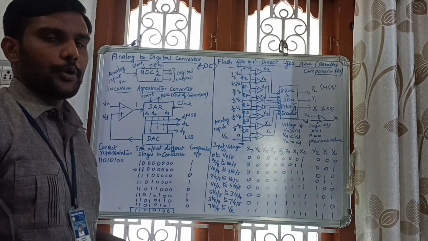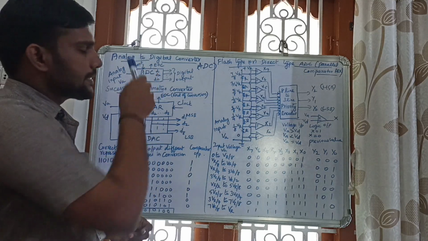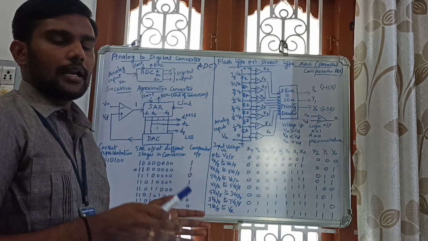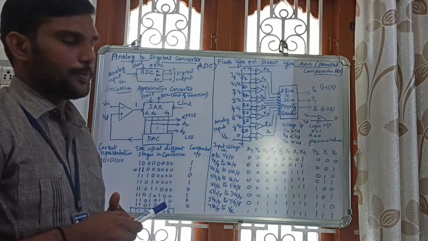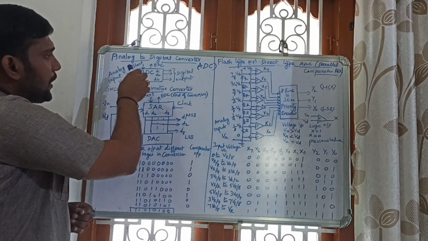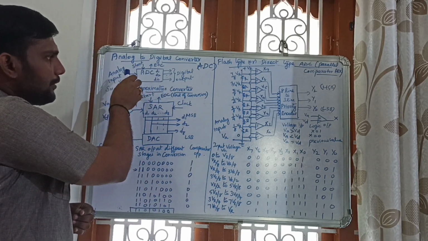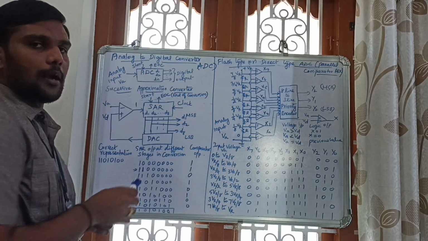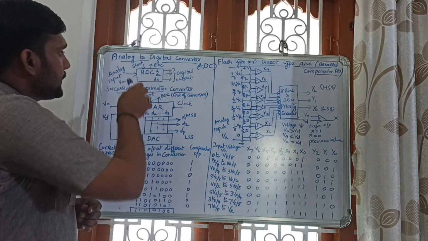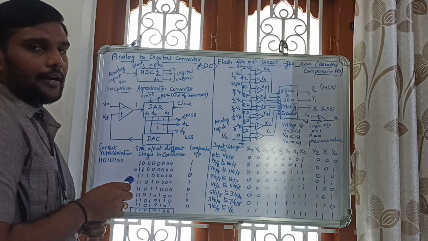Dear students, now I am going to teach you the topic analog to digital converter, ADC. An analog input can be converted into a digital output. See, this is the analog to digital converter. Analog input will be given, and digital output is obtained.